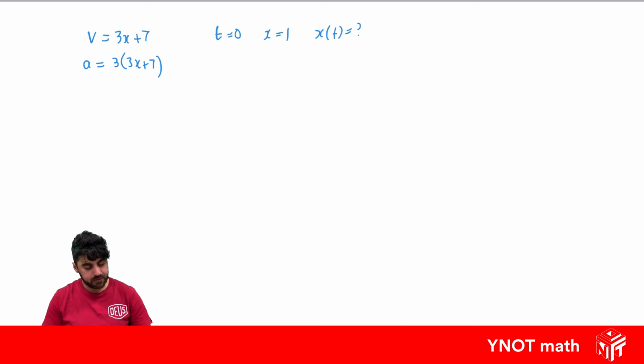So from here, we have our expression for the velocity. It'd probably be best to start there since it's closer to the displacement. And we know our velocity is the same thing as dx/dt, and it equals 3x plus 7. We want to take the reciprocal of both sides because we want that dx on the bottom. So we get dt/dx equals 1 over 3x plus 7. And now we can integrate both sides.